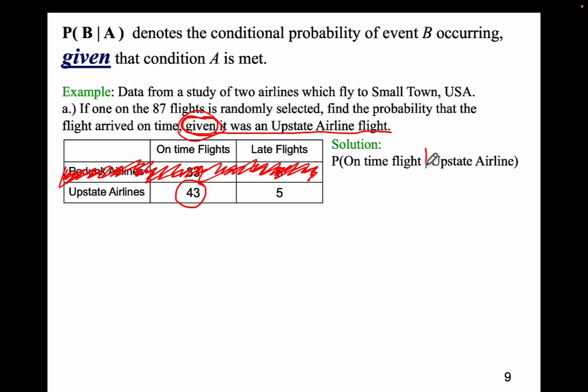Remember, this right here we read as "given." It was an Upstate airline flight. Cross everything out that is not Upstate airline data. So there's our numerator, that's the 43, and that is out of a total of 48 flights here, because we have the summation of these two, 43 plus 5, which is where that 48 came from.